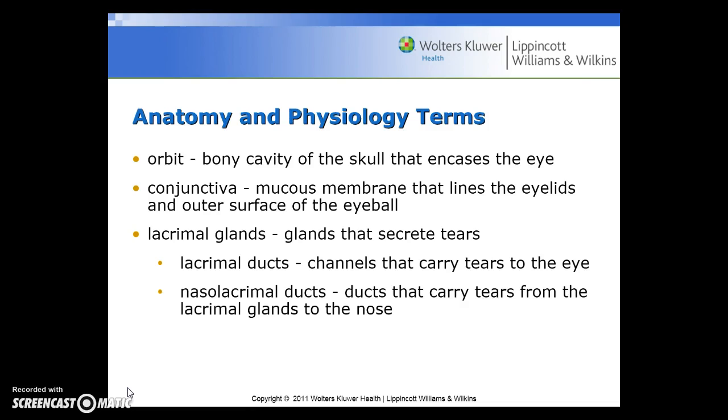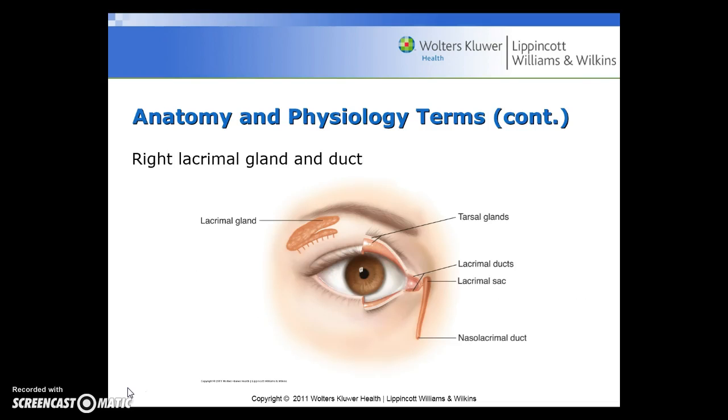The orbit is the bony cavity of the skull that encases the eye. The conjunctiva is the mucous membrane that lines the eyelids and outer surface of the eyeball. The lacrimal glands are the glands that secrete tears. They include the lacrimal ducts, which are the channels that carry tears to the eye, and the nasolacrimal ducts, and those are the ducts that carry tears from the lacrimal gland to the nose.